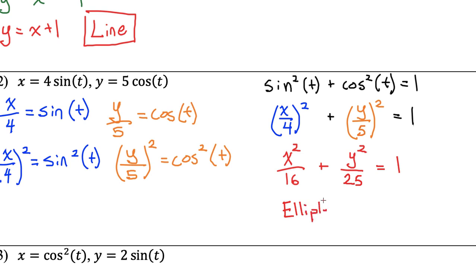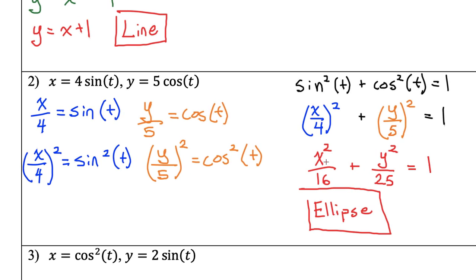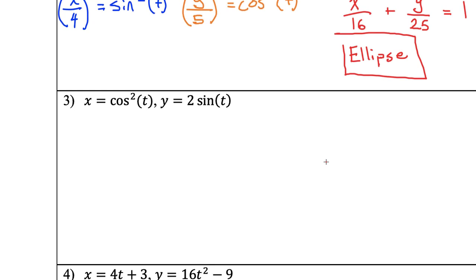Ellipse. I cannot spell right now, it's too late. Ellipse, I think I spelled that right. It would be a hyperbola if this was a minus sign, but it is not. Alright, this one. I have a cosine and I have a sine.